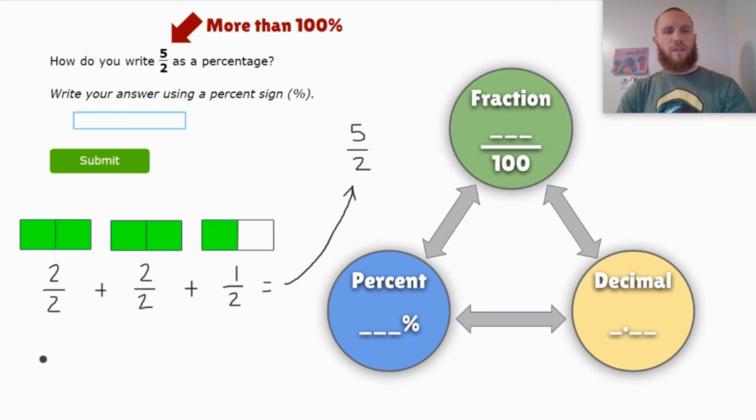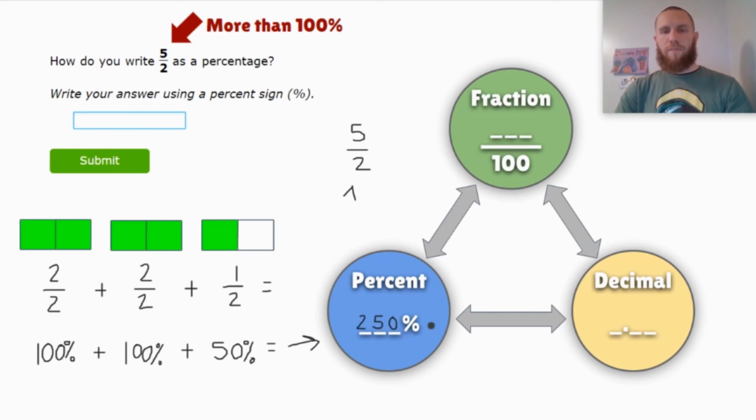Now we could just see that this is 100% plus 100% plus 50% equals 250%. But I also want to fill in the fraction and the decimal part too. So the question is, how do I get from 5 halves to something over 100? Well, I could see, yeah, it's going to be 250 over 100. But how do I get to that? By doing the equivalent fractions.